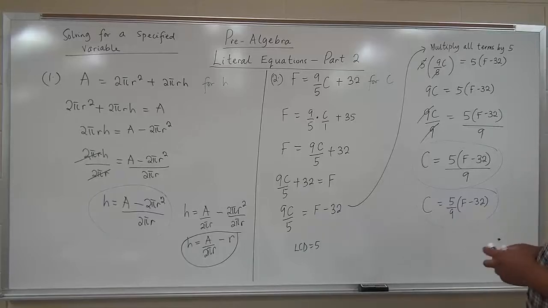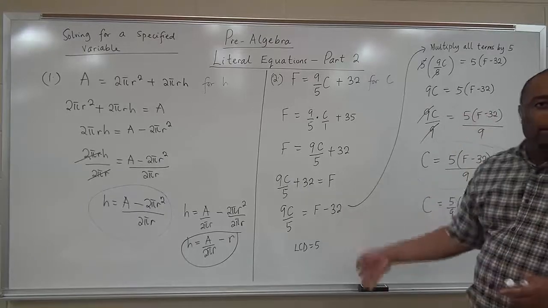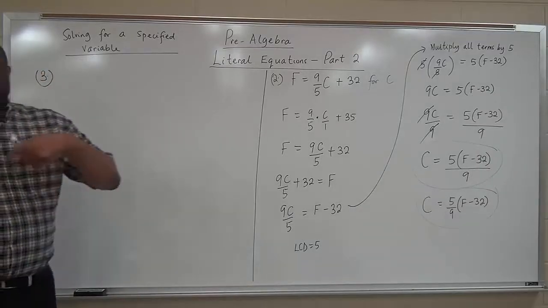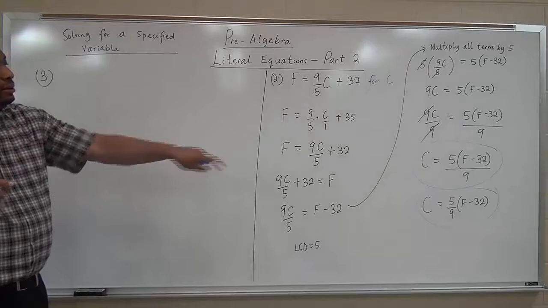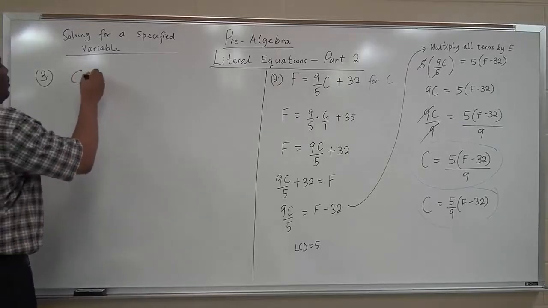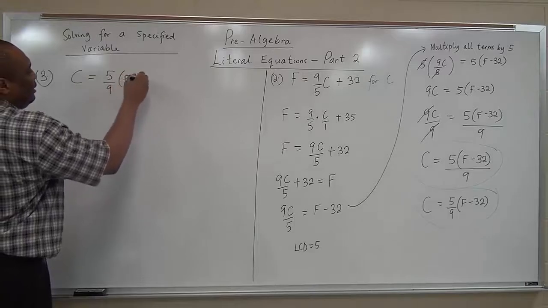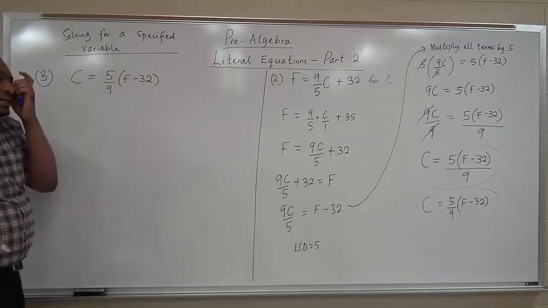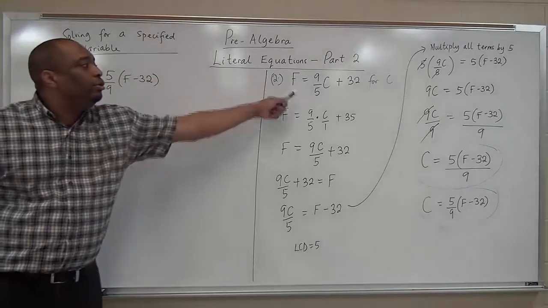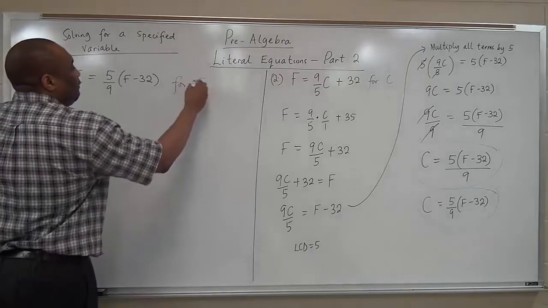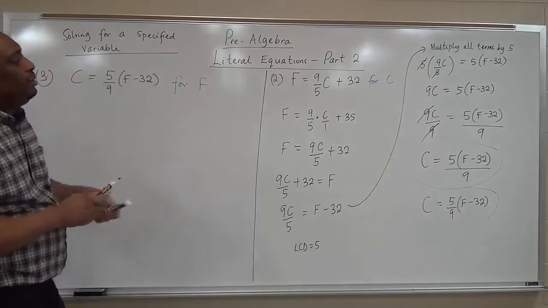Okay? Now, let's go to the third question. Question 3: let's use this C, what we got, C equal to 5 over 9 times F minus 32, and let's get it back to F. How about it? For F, let's get it back to F.